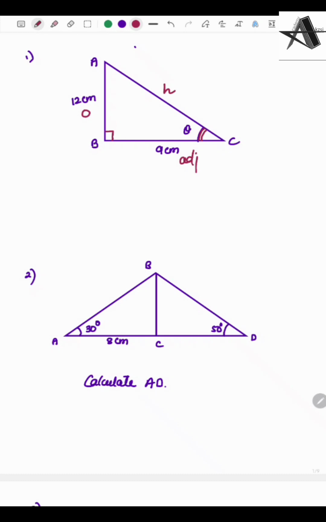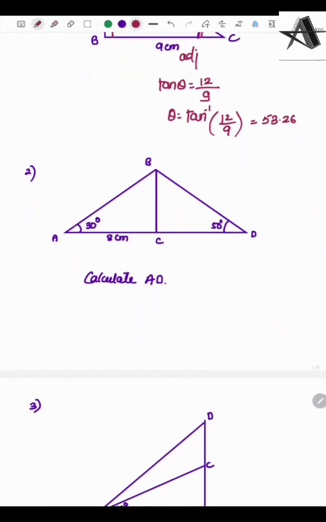Now because adjacent and opposite are given to us, we just need to see which trigonometric ratio connects both, and it's definitely tan theta. So tan theta is equal to opposite over adjacent. Opposite is 12, adjacent is 9. So theta is tan inverse 12 over 9. Using a calculator, we'll get the answer as 53.26.